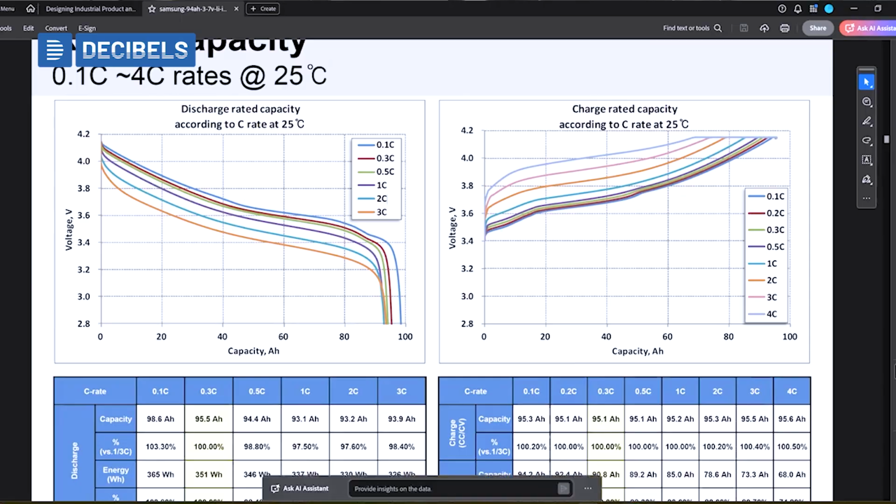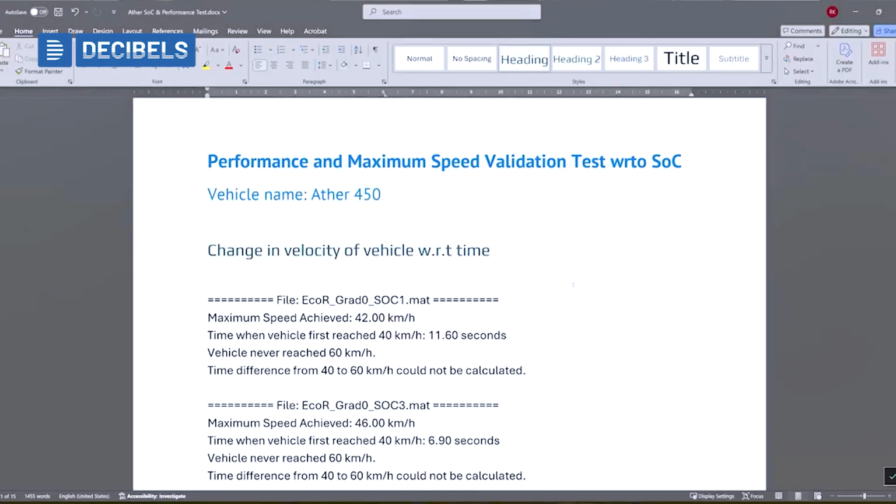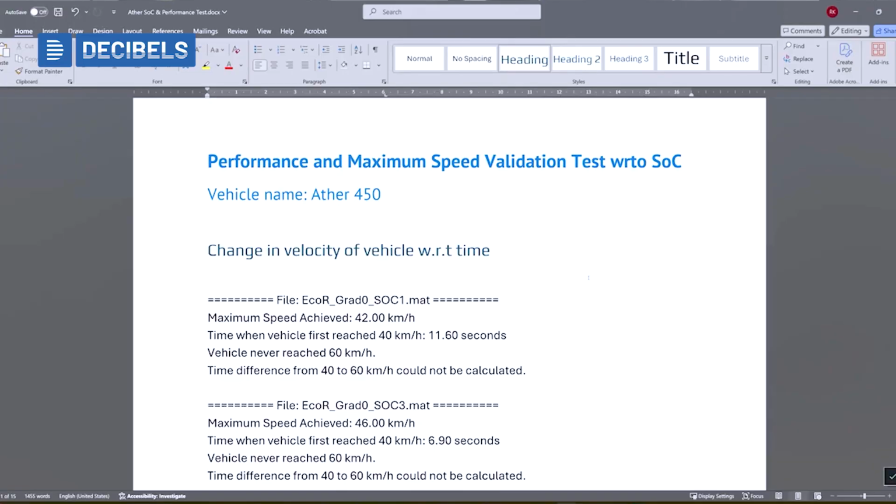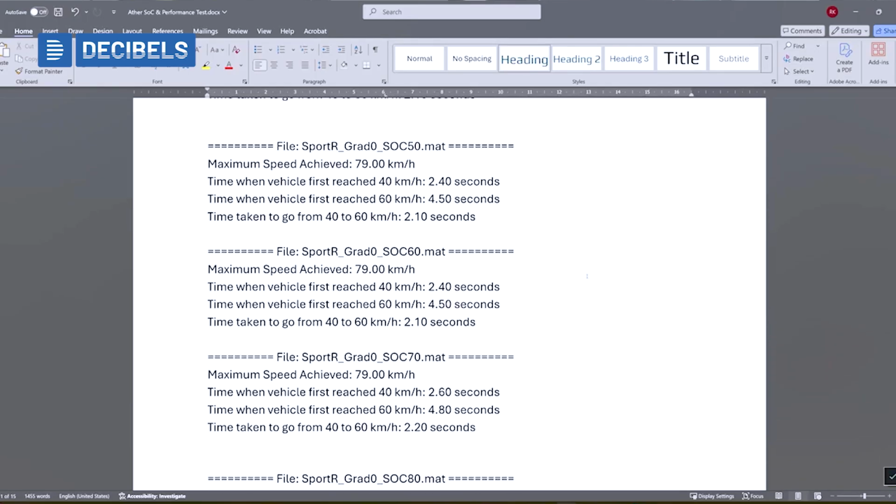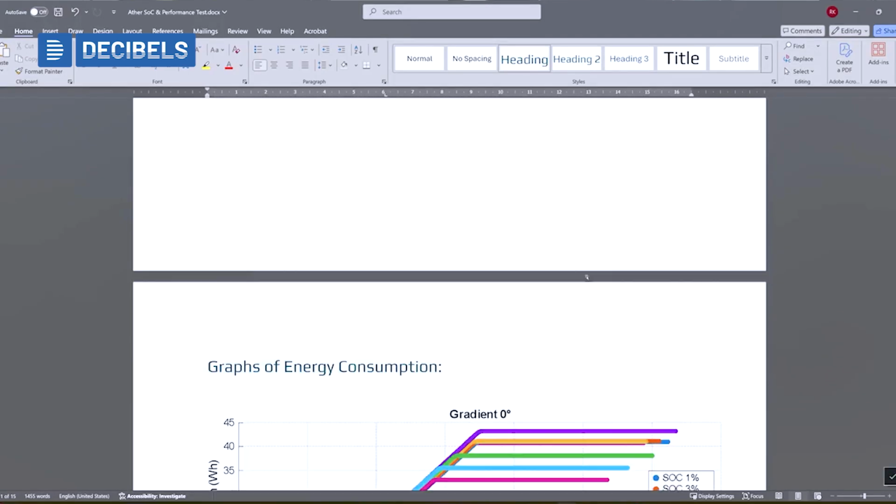Right. So if we quickly open one of the test data, this was the maximum performance and maximum speed validation test with respect to SOC. The vehicle was the Ather 450. I'll just quickly go through this. This is all the summary. I'll just quickly go through the graphs.